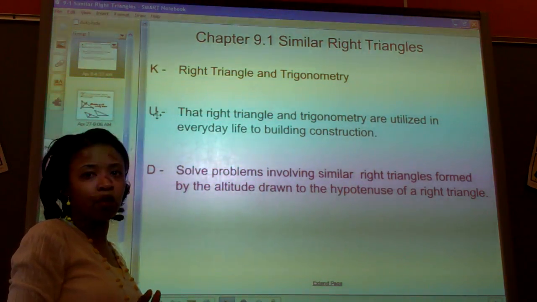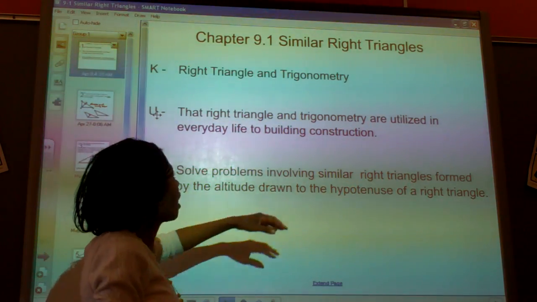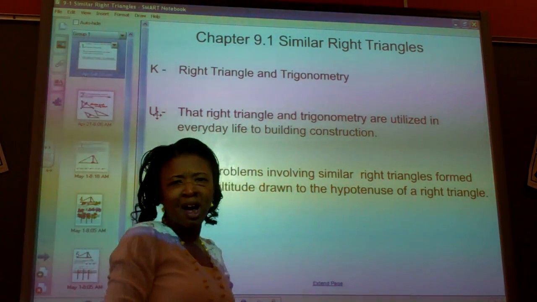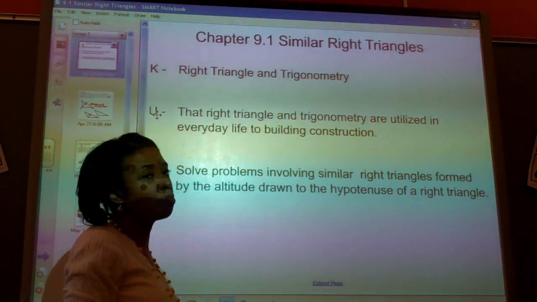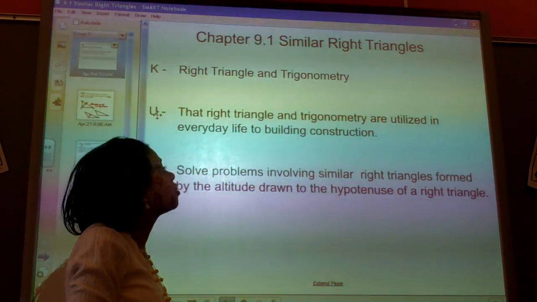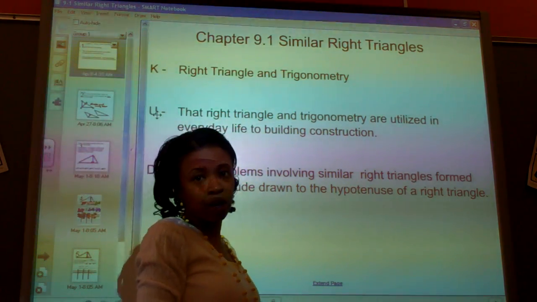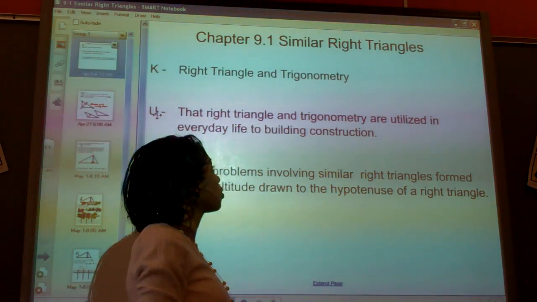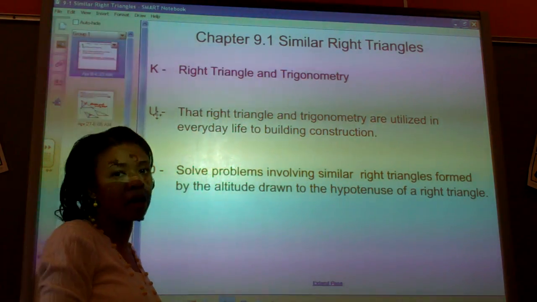This is probably one of the areas that, especially when you get to the trigonometry portion, was my least favorite when I was a student. But I'm going to give you some shortcuts that really help you understand and remember how to do this. That's really what I want you to do: understand and know how to use this.